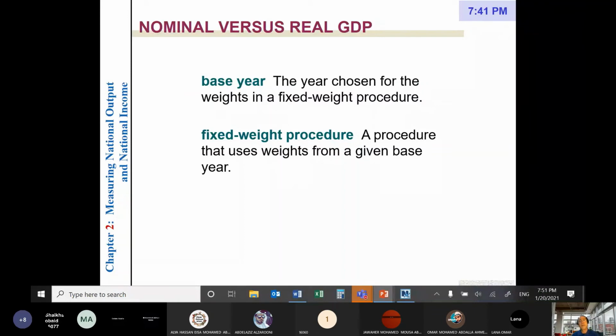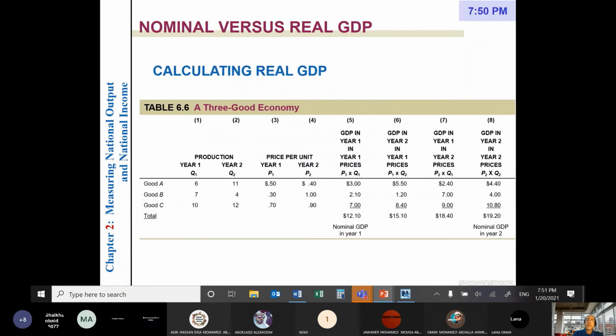The procedure that uses weights from a given base year. Okay, so see here, I will use the prices of a base year, such as 2019, to calculate gross domestic product in different years. But I will not allow prices to change. So we need to take an example.